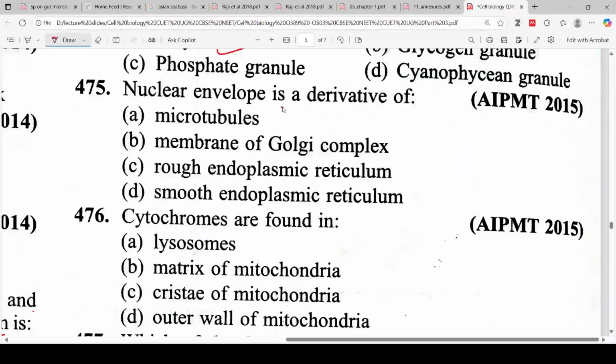Next question. The nuclear envelope is a derivative of microtubule, membrane of Golgi complex, rough endoplasmic reticulum, smooth endoplasmic reticulum. So the correct answer is option C.